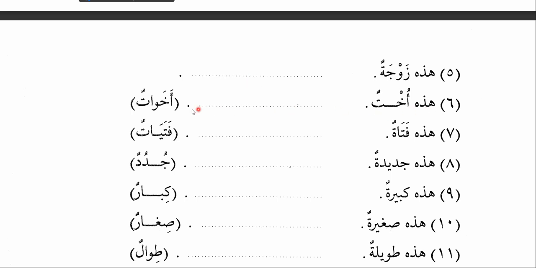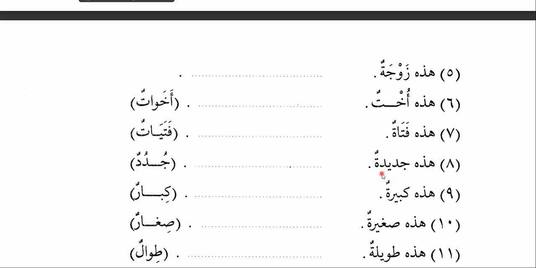Hazihi ukhtun, haulai akhawatun. Pay attention to the harakas here. Akhawatun, it's not akhwat, it's akhawatun. Since in the singular you have a sukoon here, but in plural it's changed to fatha. Akhawatun. Hazihi fatatun, fata. You can see the spelling here, fatatun and fatayatun. So there is an addition of ya here. So fatayatun, it cannot be fatatun, alif and alif. So there is a ya in between to make it into a proper feminine jama.